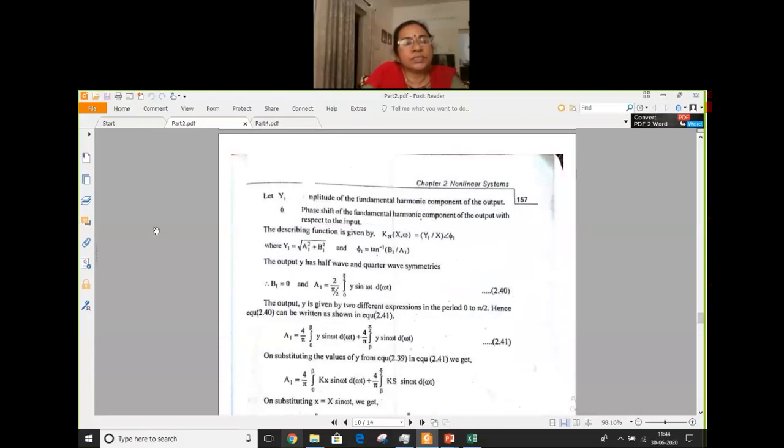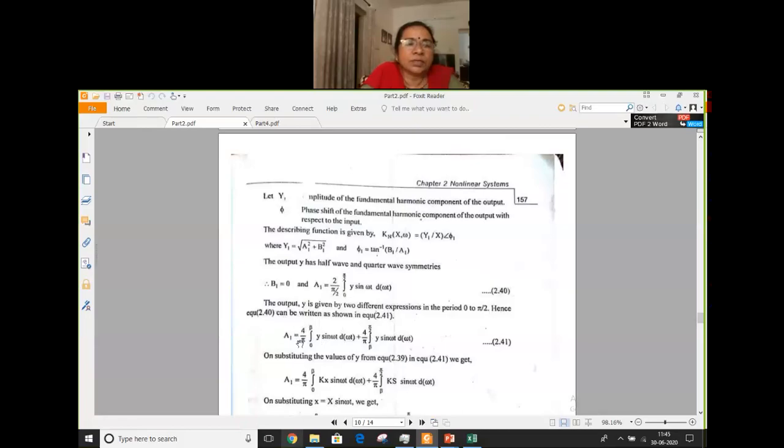The equation of b1 is always 0 because it is half-wave and quarter-wave symmetric. The equation for a1 is 2 by pi by 2 integral 0 to pi by 2 of y sin omega t d omega t. The output y is given by two different expressions in the period 0 to pi by 2. Hence, the equation can be written as shown in the figure.